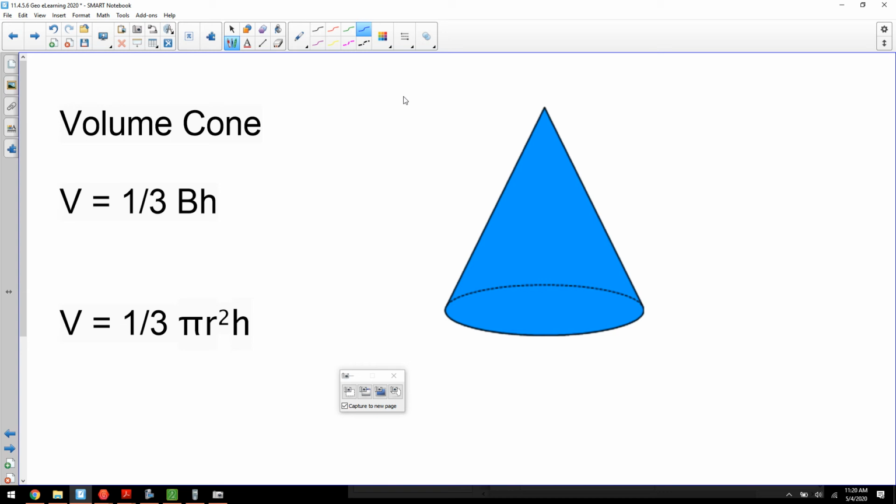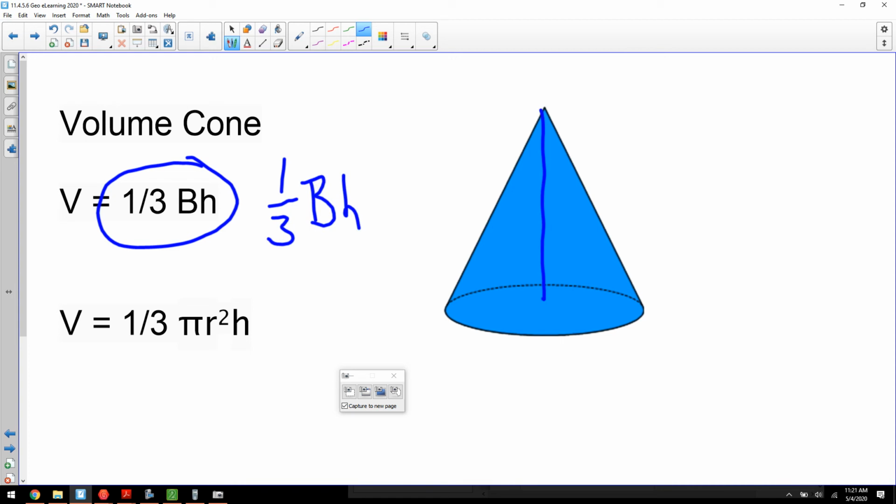Anyway, so today we're looking at volumes of cones. When you're dealing with the volume of a cone, we have our formula again. We're using the 1/3. When I typed it into the Smart Notebook, it doesn't let me do the fraction, so just remember this is 1/3. It's big B and H. H is still going to be your vertical height, the vertical height to the center of the circle. And obviously big B, since it's always a circle, is going to be pi r squared.